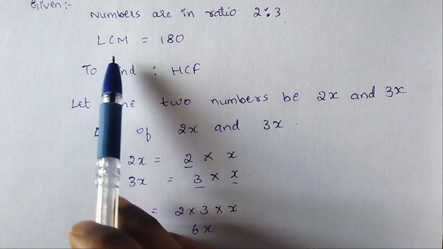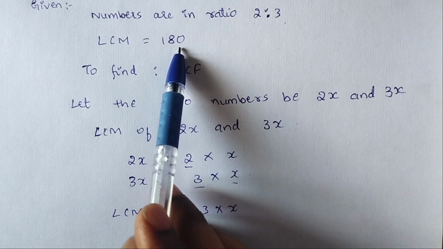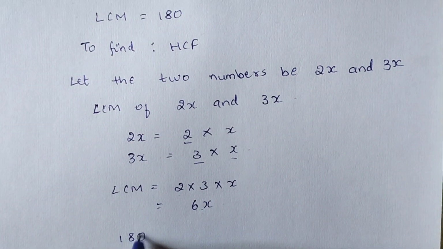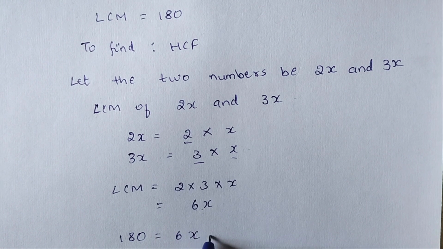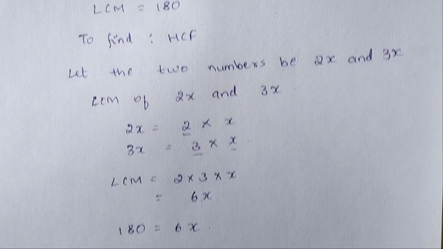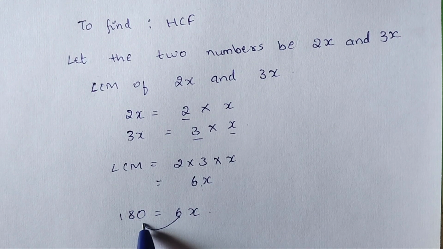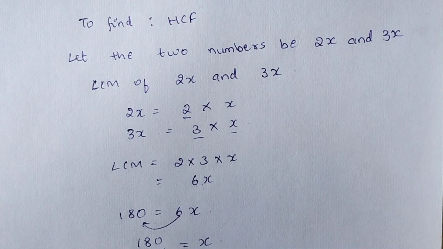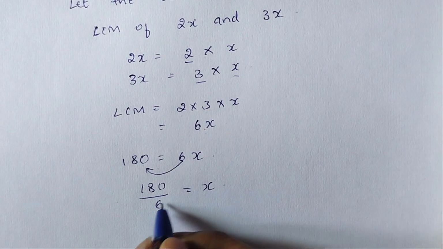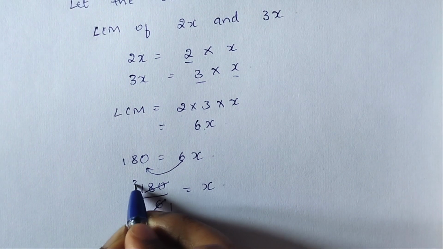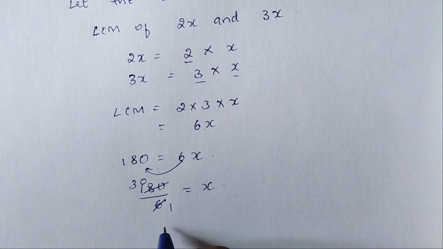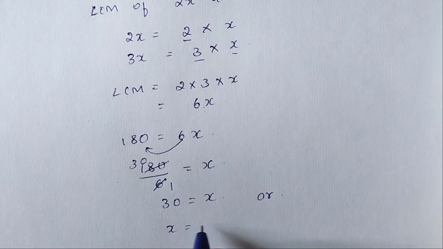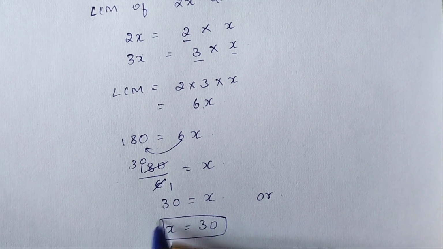But they have given in the question that the LCM of the two numbers is 180. So I can equate 180 to 6x. From this I can find the value of x. I transpose 6 to the left hand side, so 180 divided by 6 is equal to x. 6 fives are 30, so the value of x is 30.